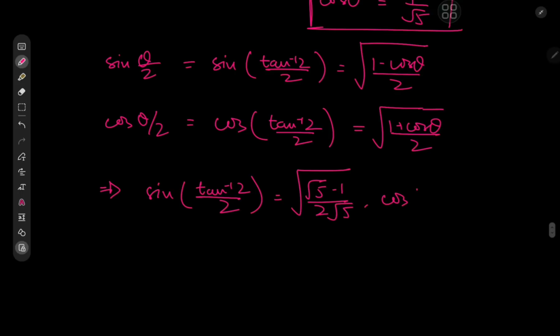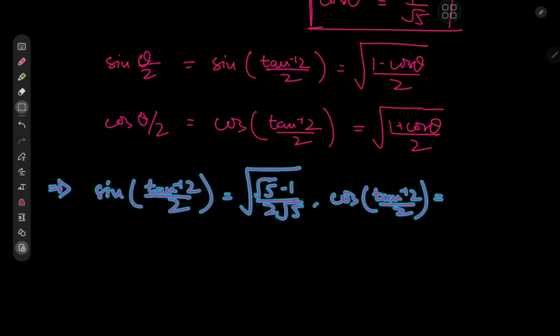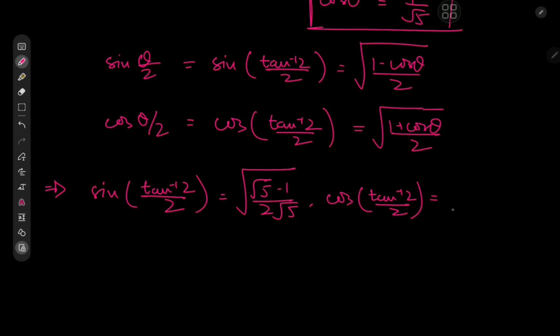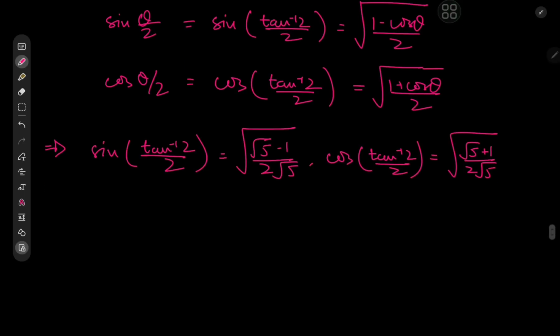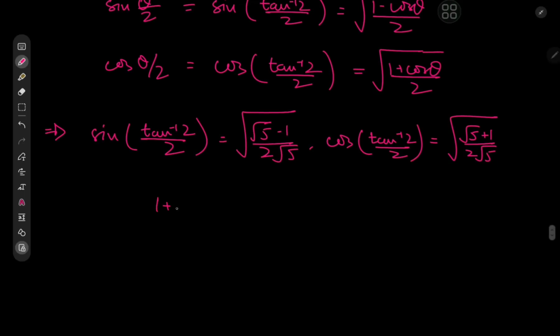And the cosine of arctangent 2 by 2 equals, wait, I'm gonna need a bit more writing space. So we have root 5 plus 1 divided by 2 times root 5. And yes, you're right, the golden ratio is here. So we know that 1 plus root 5 by 2 equals phi. So the cosine term over there is just root phi divided by root 5.